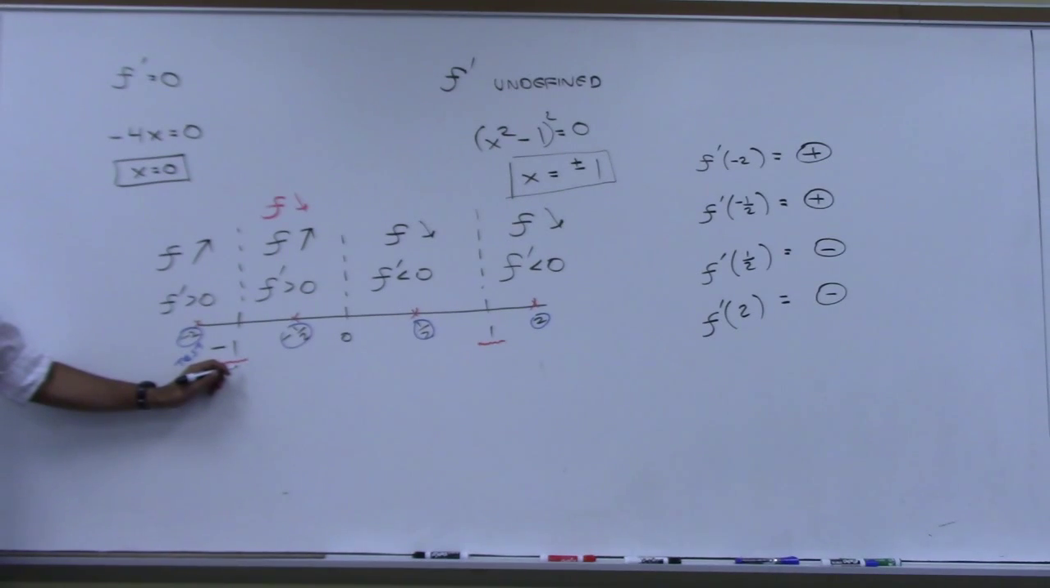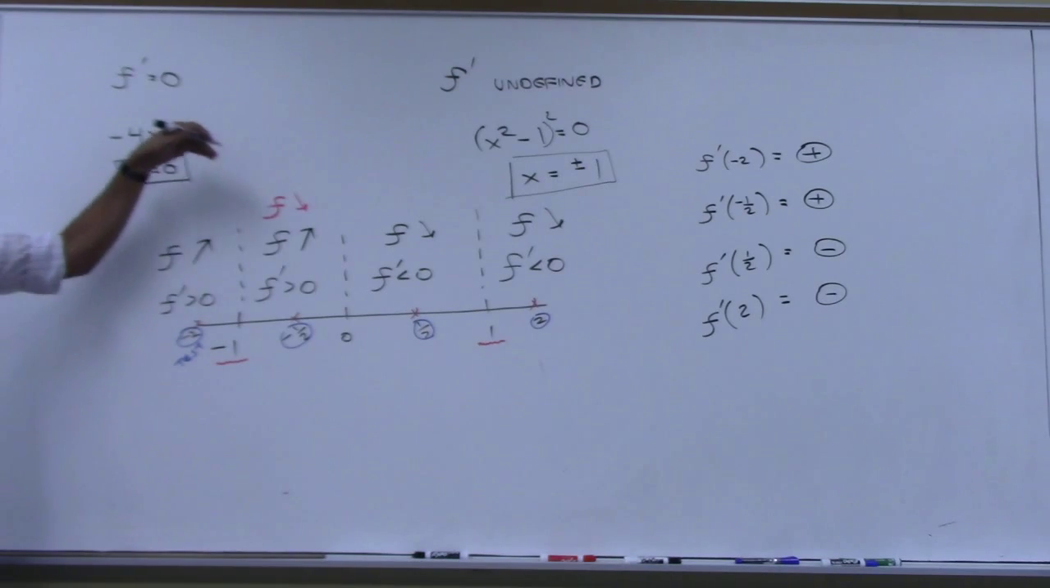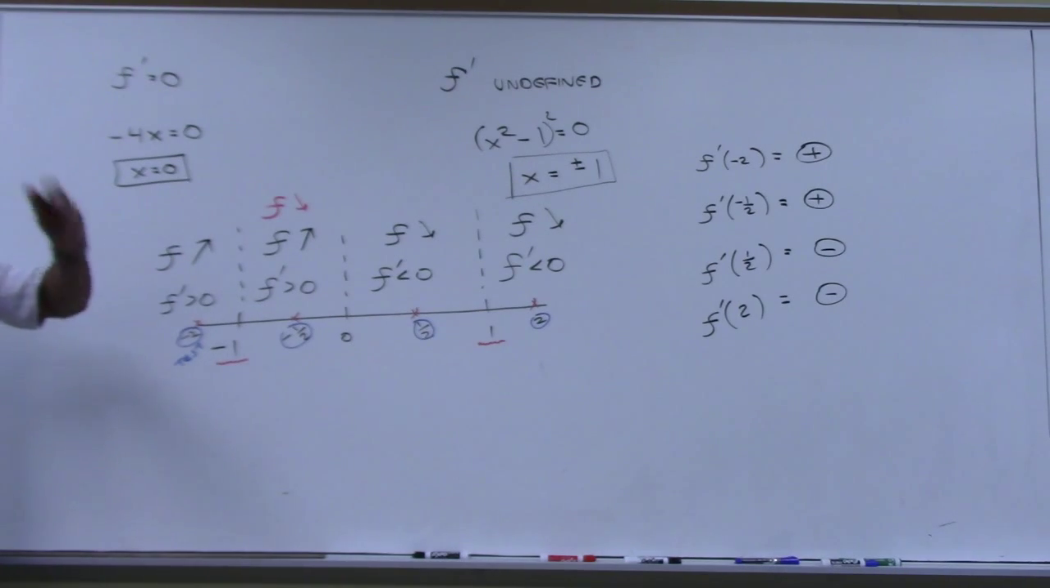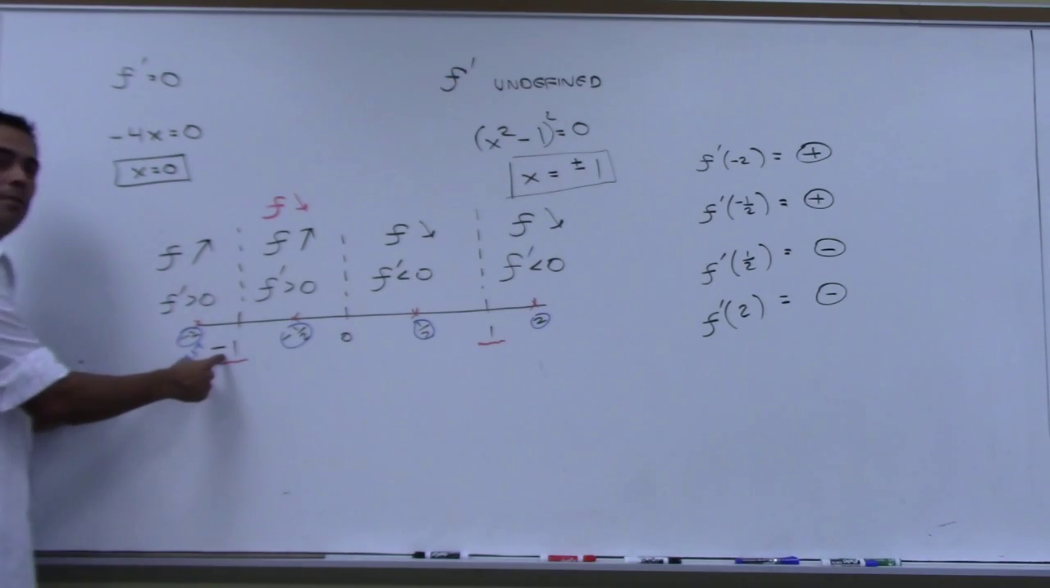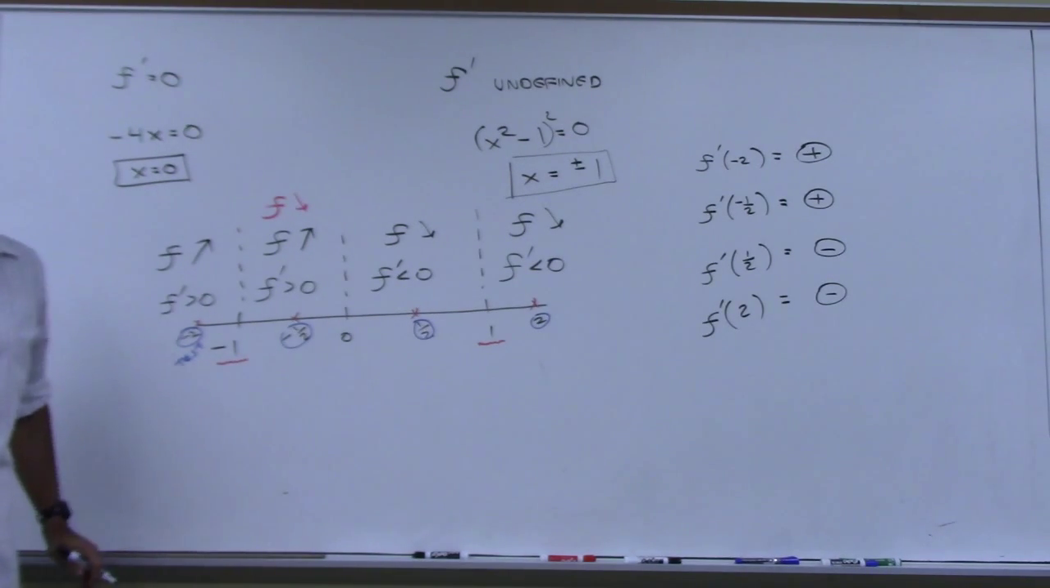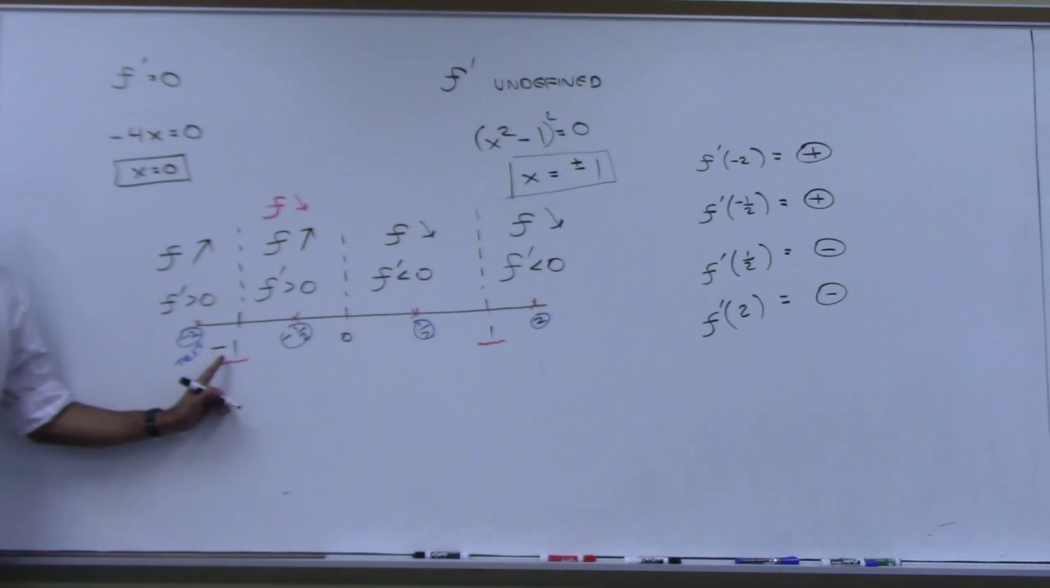A local max? You would not. Why? Even though you go up and then down, this point is undefined. Your derivative is undefined. To have a local maximum, this point has to be able to be plugged into the function. If it can't be plugged into the function, you can't possibly have a maximum there. Just ask yourself if that can get plugged into the function or not.